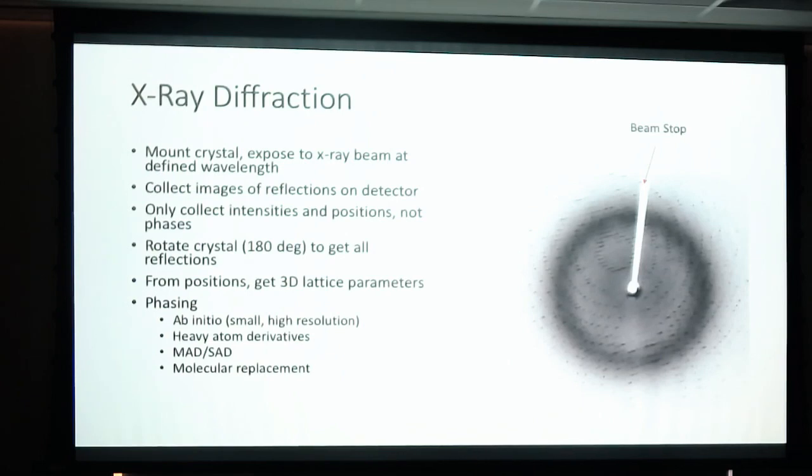You also always have a beam stop in X-ray diffraction. The X-ray beam is highly focused and goes through your crystal, and most of it is not interacting with the crystal itself. It's just shooting straight through, and that would very quickly damage whatever detector you're using. So you put in what's called a beam stop to block the zero point, or the DC point of the transform, in one way of saying it, so that the direct beam gets blocked.